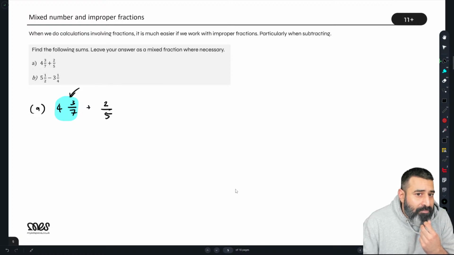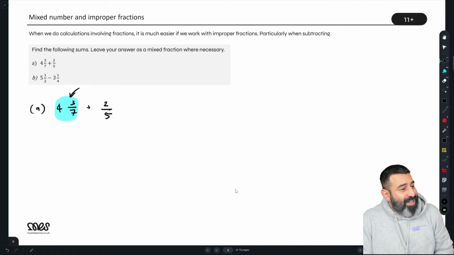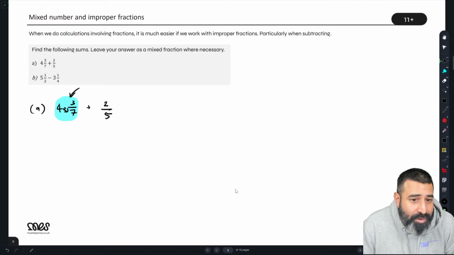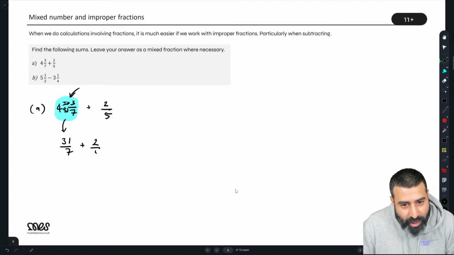How do we convert a mixed number into an improper fraction? Because that's going to make our life way easier. Oh, 31 over 7. Nice. Okay, good. So, to do that, we do 4 times 7, which is 28, and then add on the 3. So that becomes 31 over 7 plus 2 over 5.